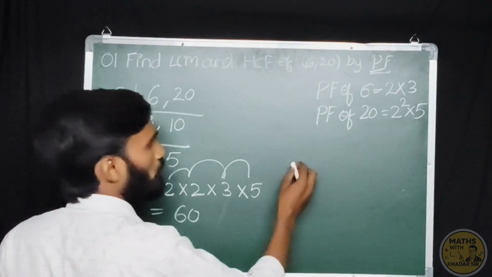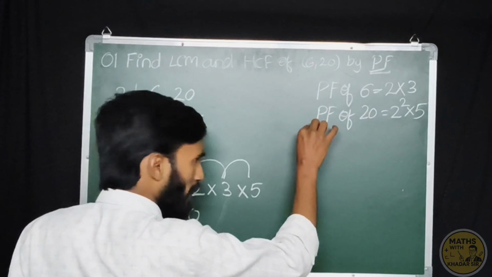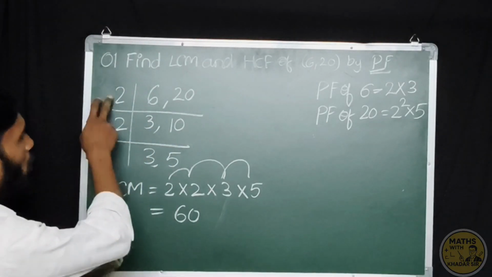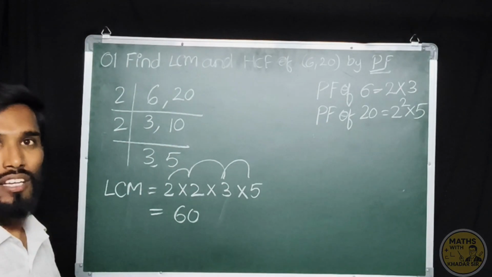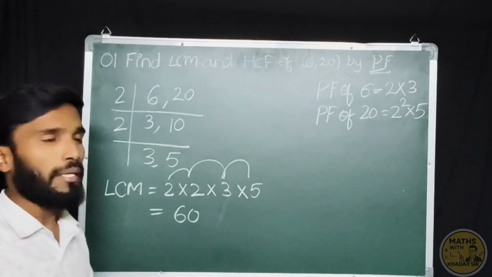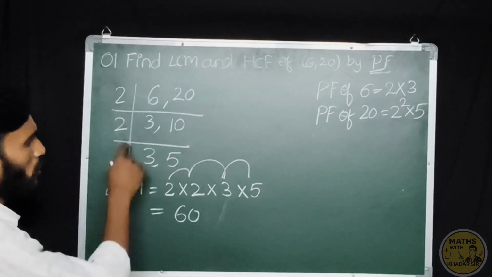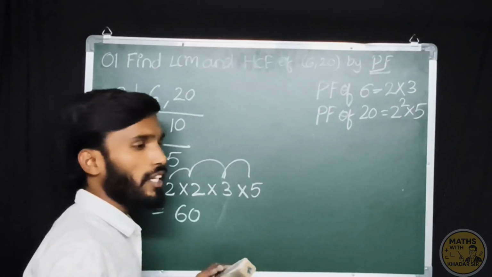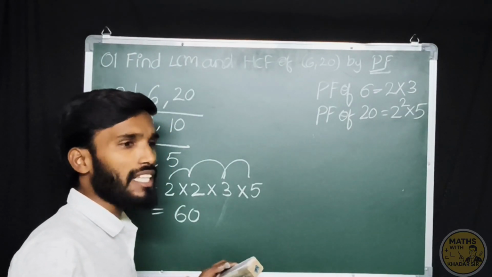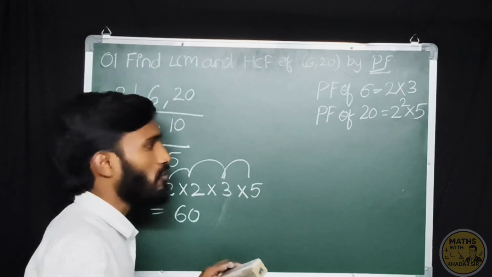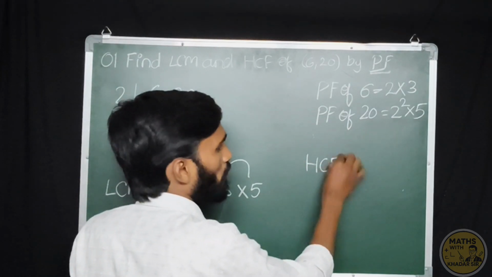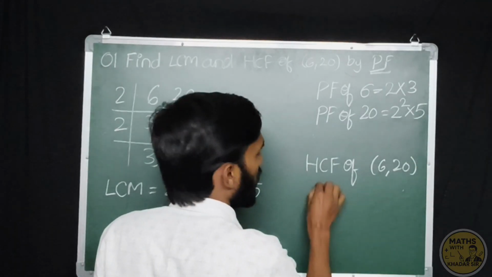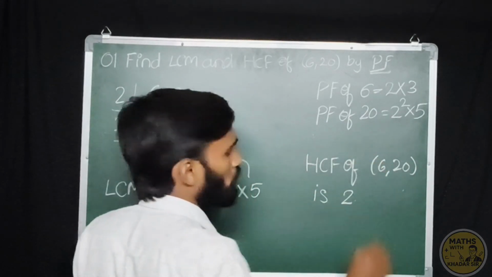Now coming to find the HCF, see here. In these factors, what number comes the maximum times? Here 2 comes 2 times, 3 comes 1 time and 5 comes 1 time. Now the 2 comes for 2 times. That means what is the highest common factor? HCF of 6 comma 20 is 2.